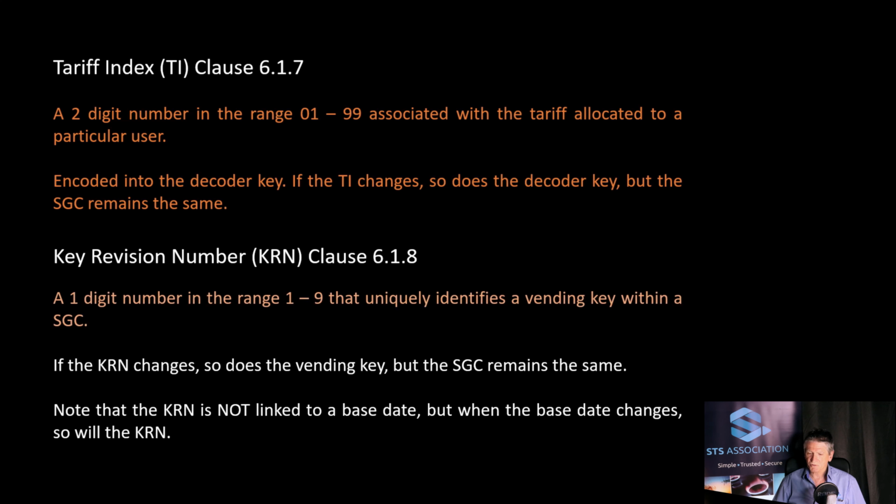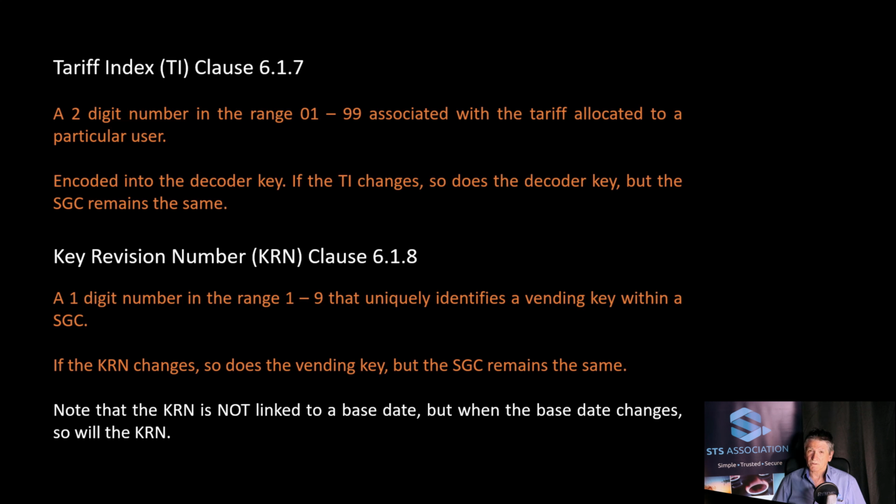Key revision number, clause 6.1.8. This is a 1-digit number in the range 1 to 9 that uniquely identifies a vending key within a supply group code. Again, you can change the key revision of a vending key and leave the supply group code the same, which will result in all the meters associated with that SGC changing their keys. If the KRN changes, so does the vending key, but the SGC remains the same.